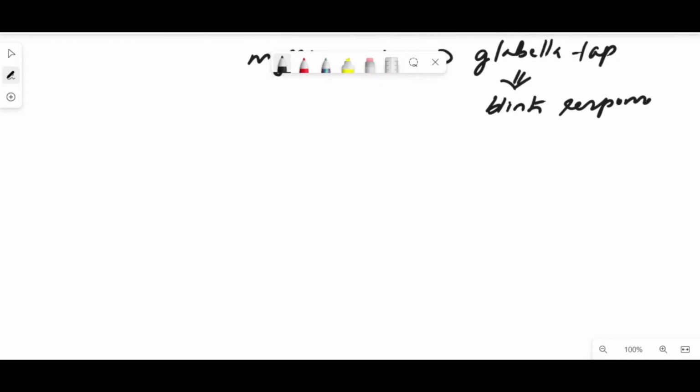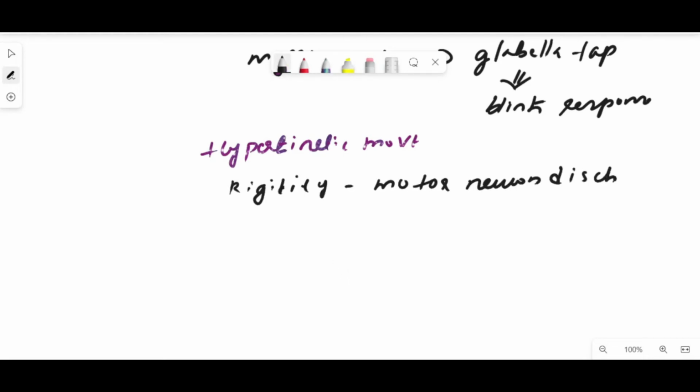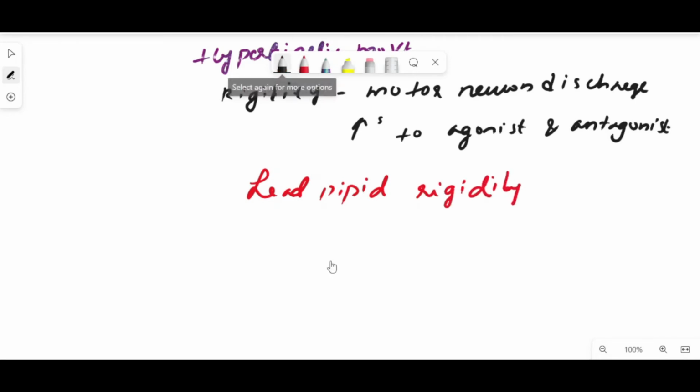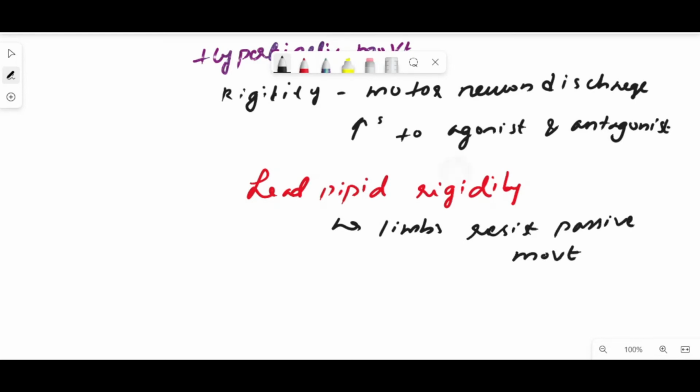Now hyperkinetic movements. The first one is rigidity. Rigidity means motor neuron discharge is increased to both agonist and antagonist. As a result of that, there is rigidity. In Parkinson's, the common rigidity is lead pipe rigidity. That is, the limbs will resist the passive movements. This type of rigidity is called lead pipe rigidity, and it is common in Parkinson's.